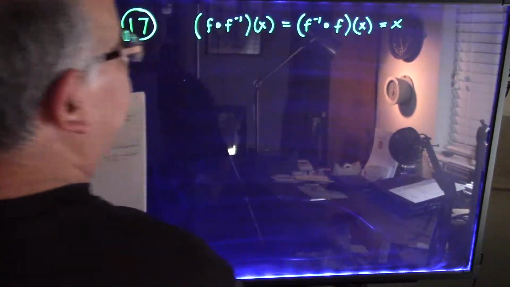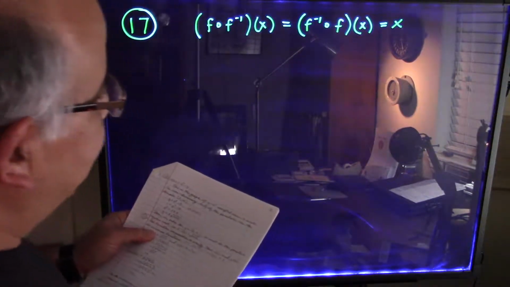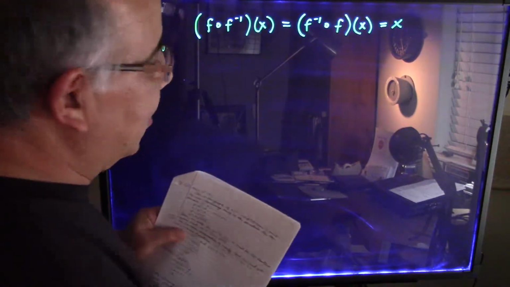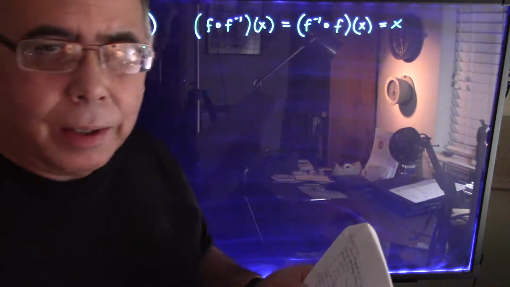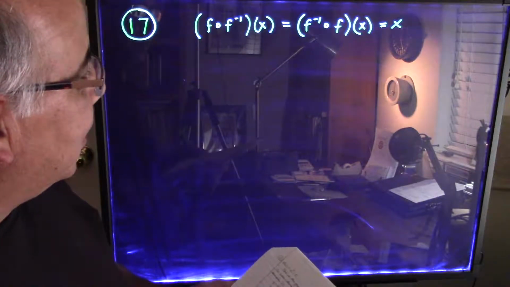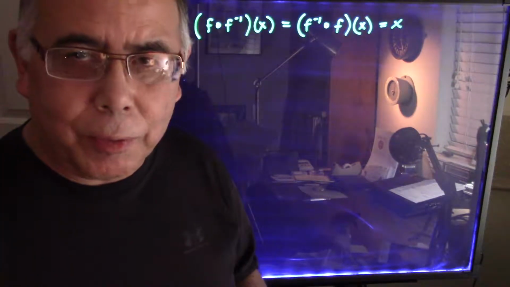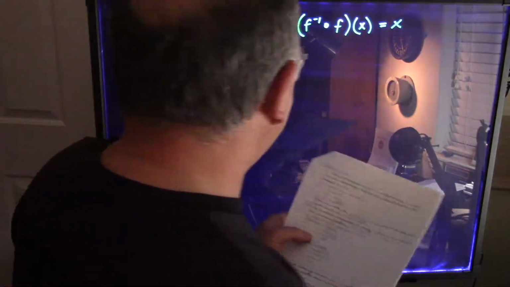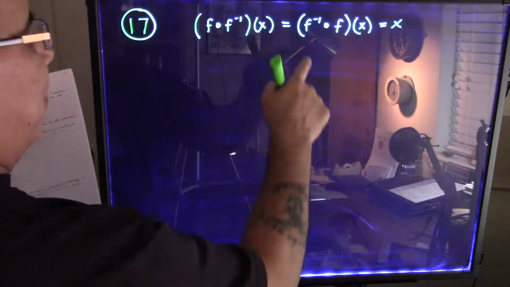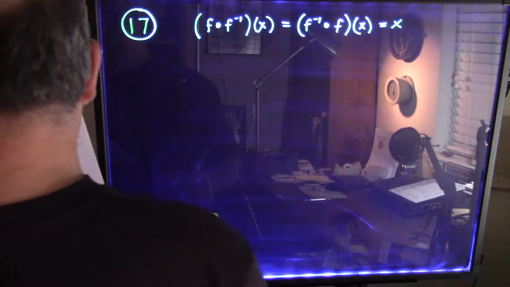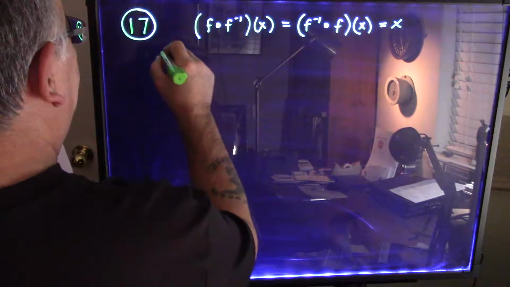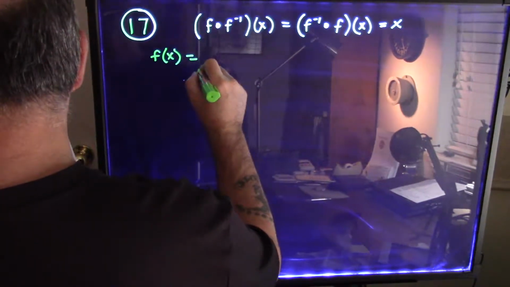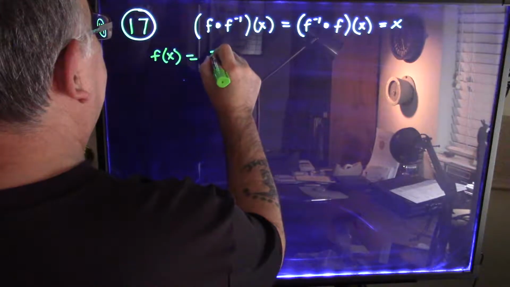Alright? So that's a necessary and sufficient condition for two functions to be inverses of each other. Alright? That's the property that you use to determine whether two functions are inverses of each other. So you have to do it in both orders to confirm that. Not just one way, but both ways. Alright? So let's try it. We've got f of x is equal to cube root of x minus 1.